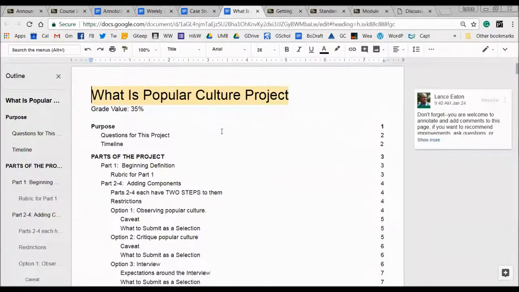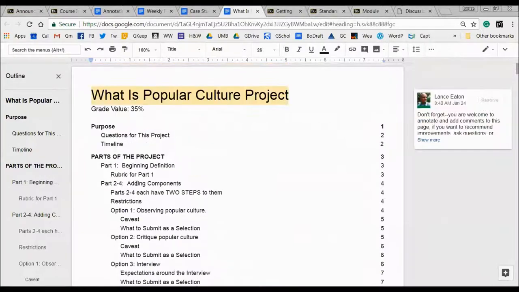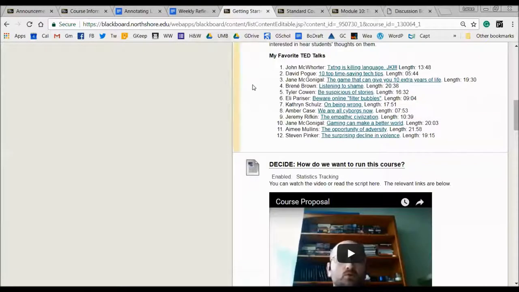Again, here are the guidelines for the What is Popular Culture project. As you can see, I created this table of contents to walk them through, because throughout each section there are different steps, options, and areas where they have to identify what they're going to do.